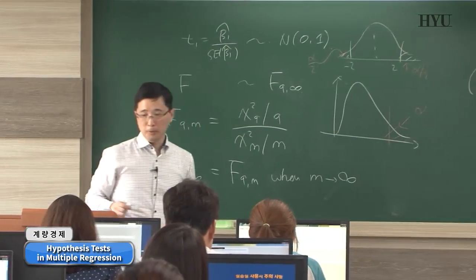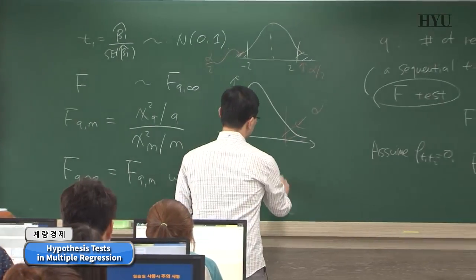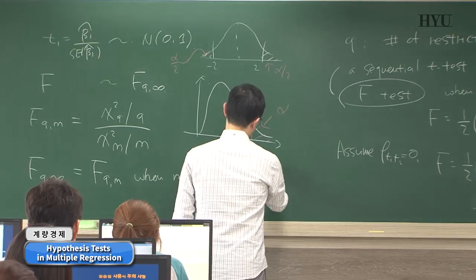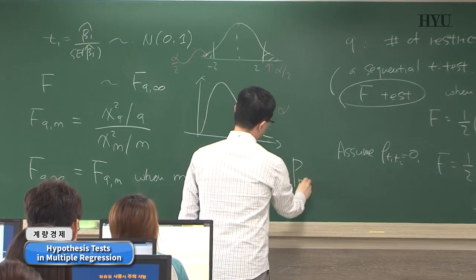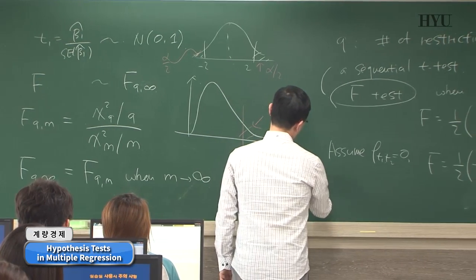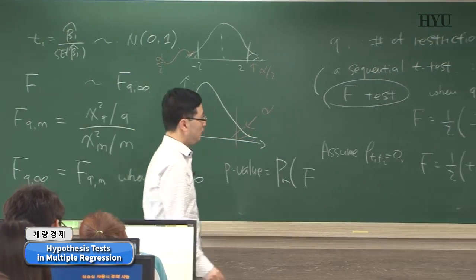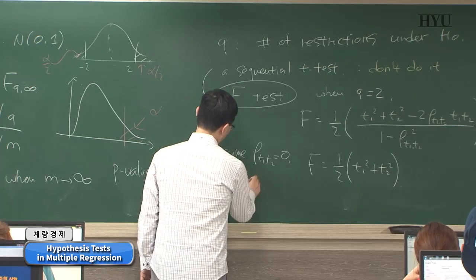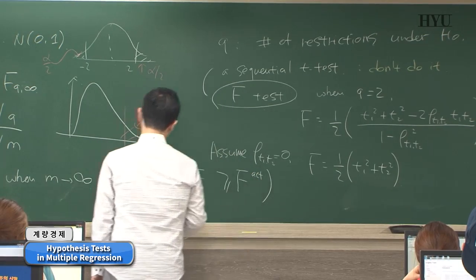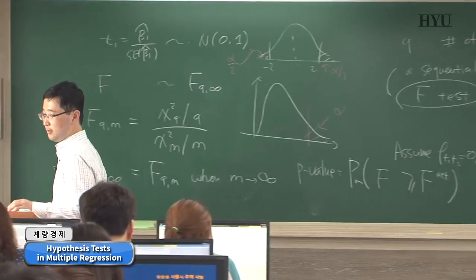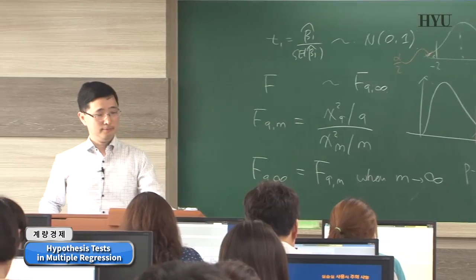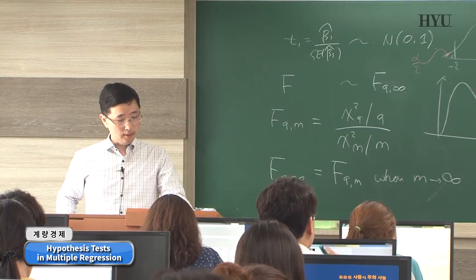So when you calculate a p-value, you calculate the probability that if I draw another sample and calculate my F statistic, what is the chance that it is more extreme than my actual F statistic? Okay, so you're looking at the right tail.